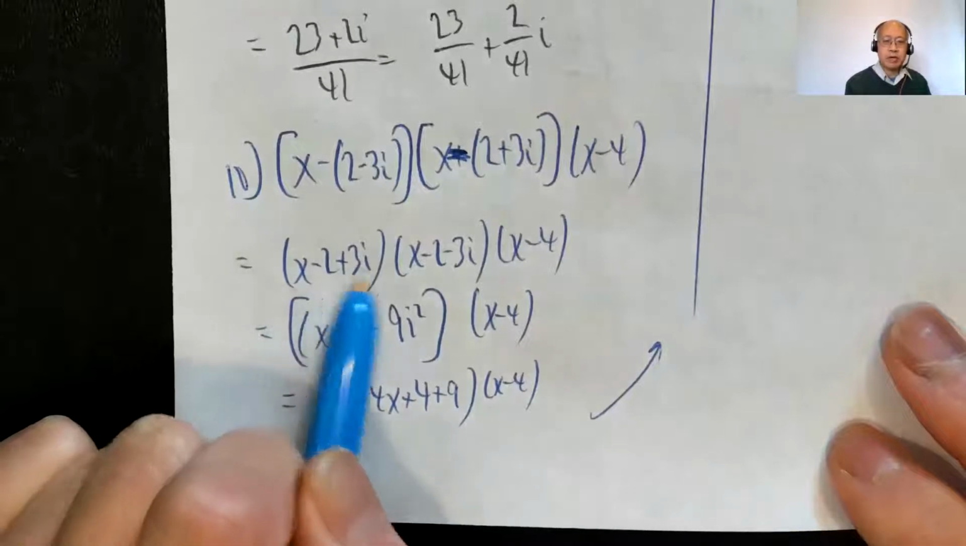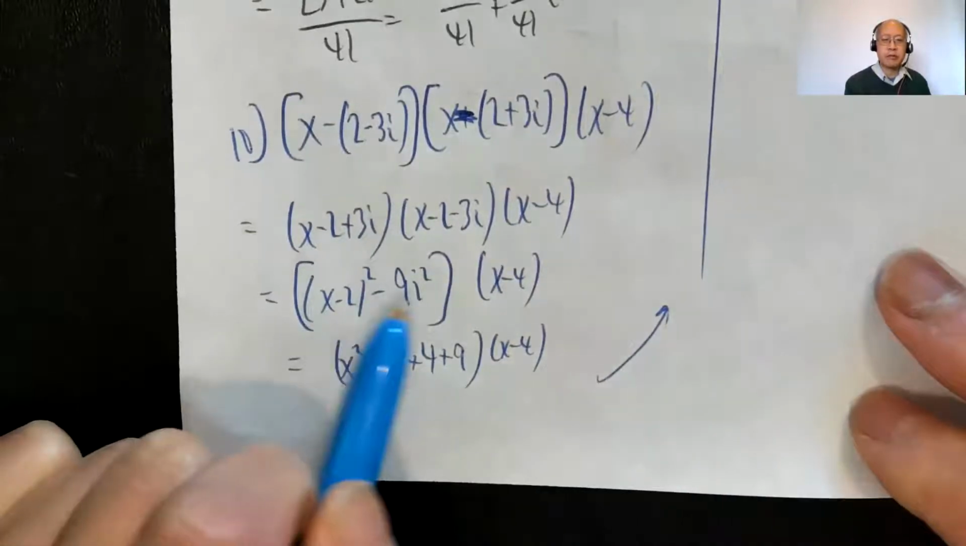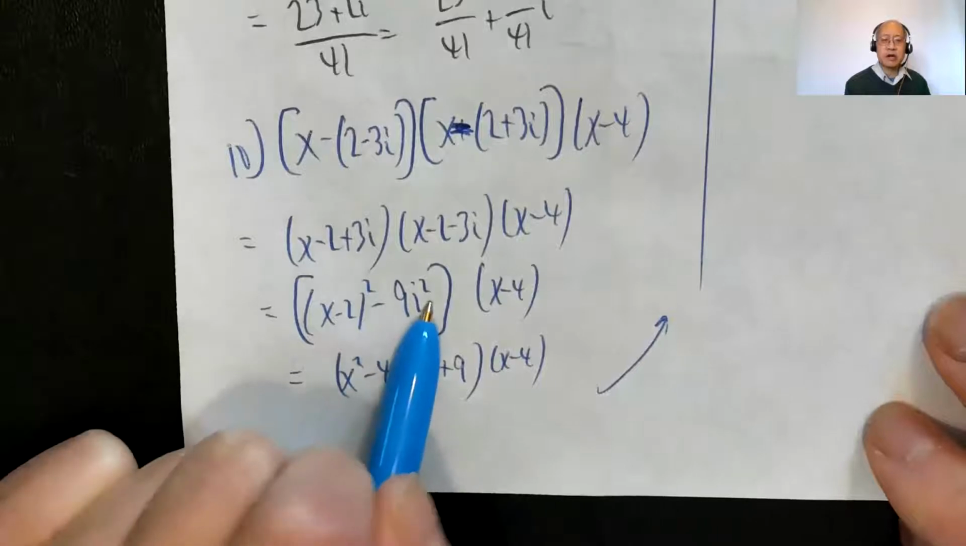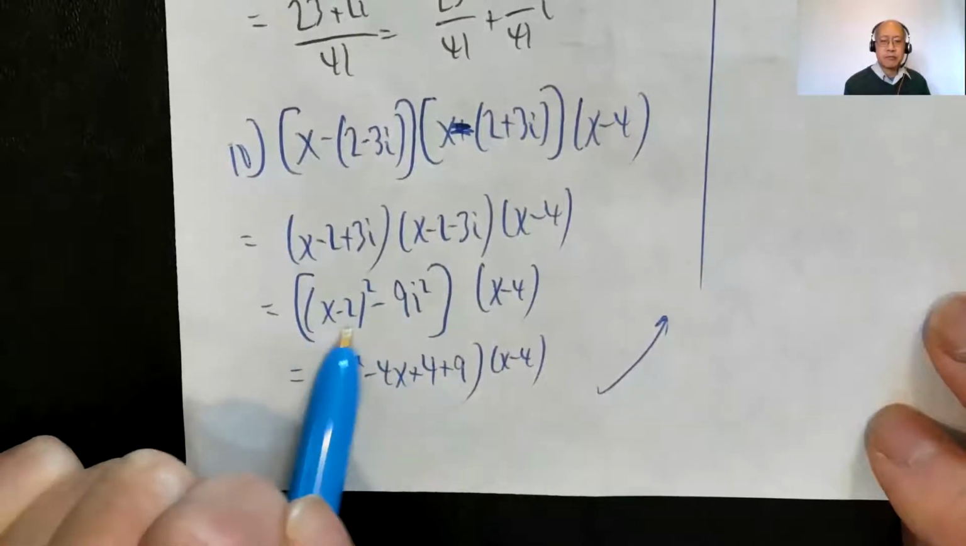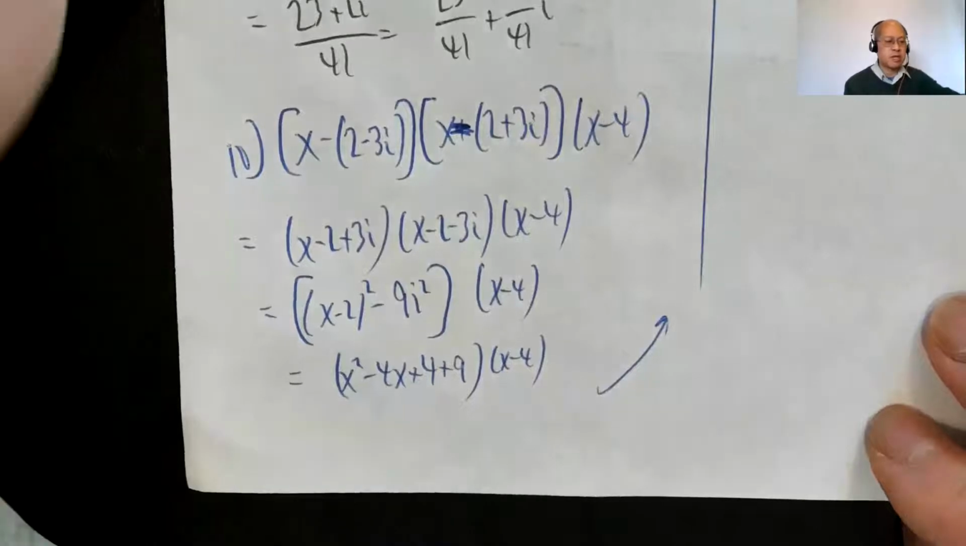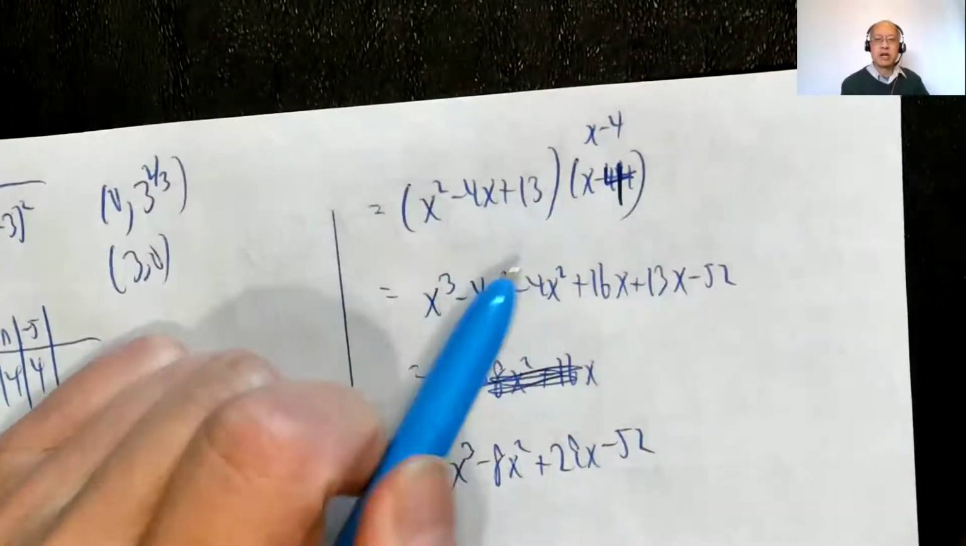So that's like a plus b, a minus b. So a squared minus b squared, x minus 2 squared minus 9i squared, minus 9i squared is plus 9. Multiply this out, x squared minus 4x plus 4 plus 9, that becomes plus 13. So x squared minus 4x plus 13 times x minus 4.